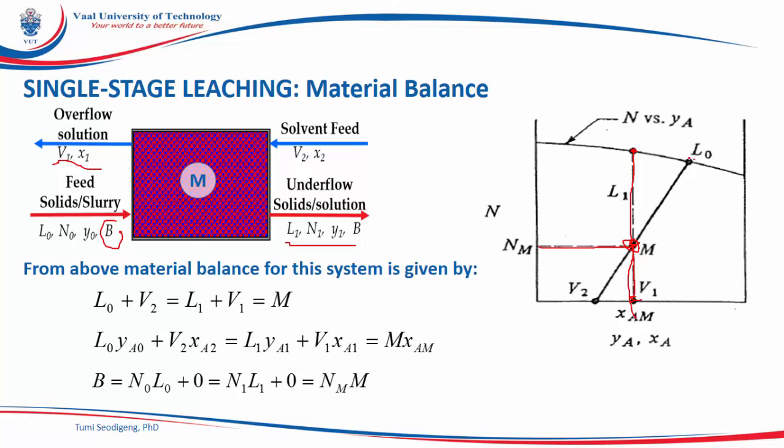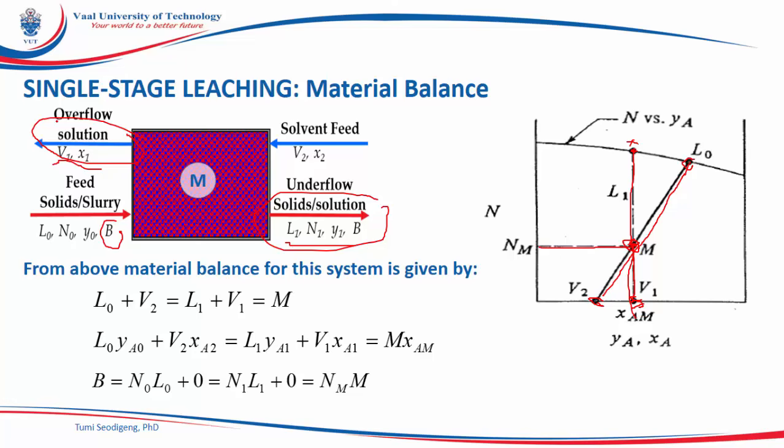Similarly, L0, M, and V2, using the mixing rule, we know that they will lie on a straight line. The important part is the composition of L1, which will be here, and the composition of V1, which will be here, will lie on a tie line because those two streams are the streams leaving a single stage leaching operation and are in equilibrium.